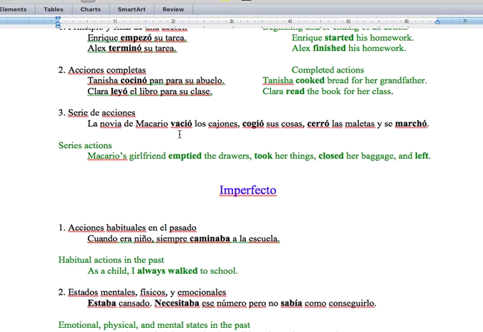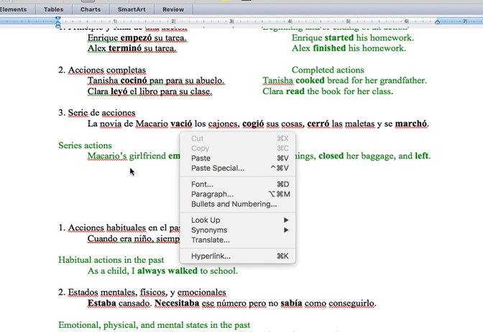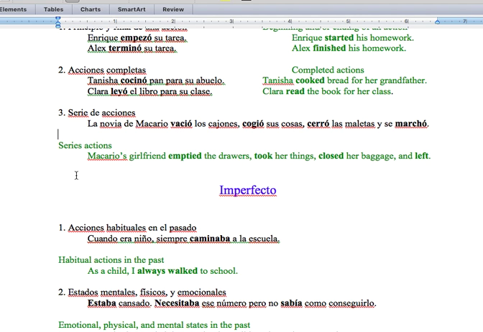All right. So for the third rule is serie de acciones, a series of actions. A good way for you to remember this third rule is veni vidi vici, which means I came, I saw, I conquered. Caesar said it, and then I think everybody else likes to say it now. But it is a series of actions just to indicate like this happened and this and this and this.